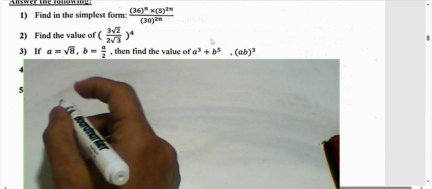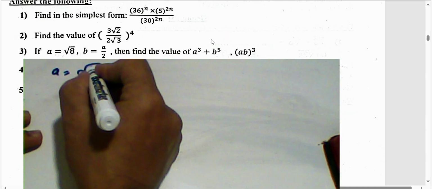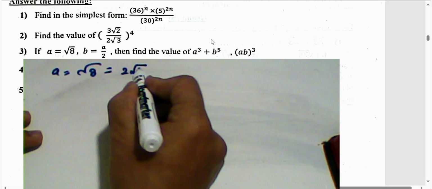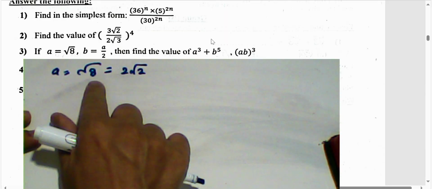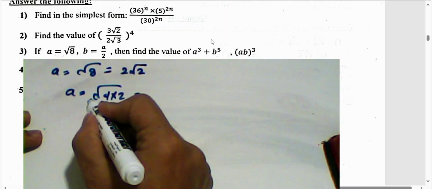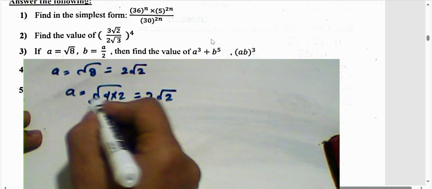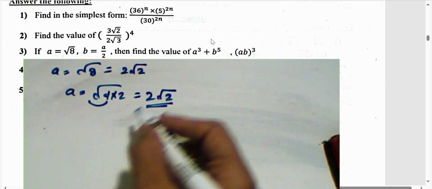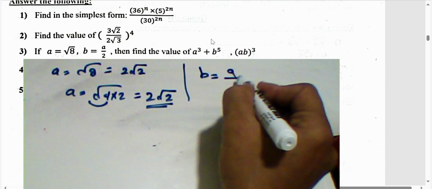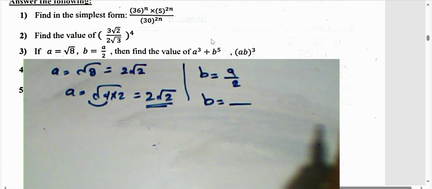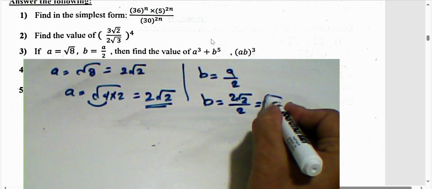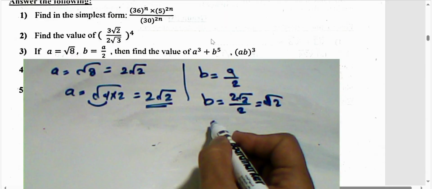If a equals the square root of 8, the value of a equals the square root of 2 root 2, because 8 equals 4 times 2, and the square root of 4 equals 2, and root 2. Then the value of a equals 2 root 2. And he gives us this information, b equals a over 2. Then the value of b is half of a, right, 2 root 2 over 2. This is the value of b, equal to root 2.